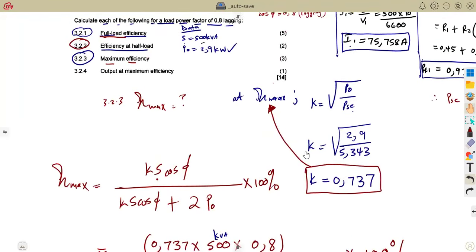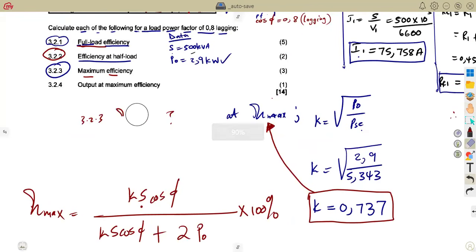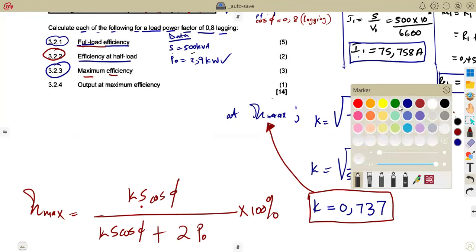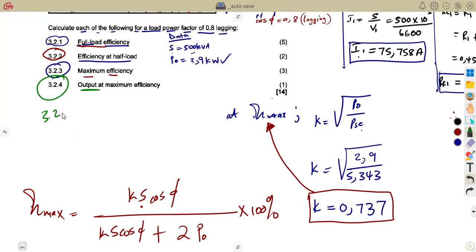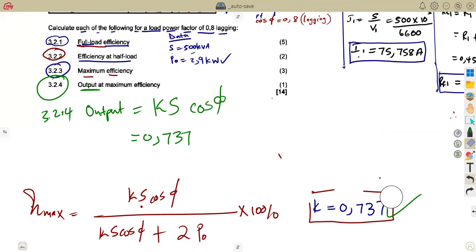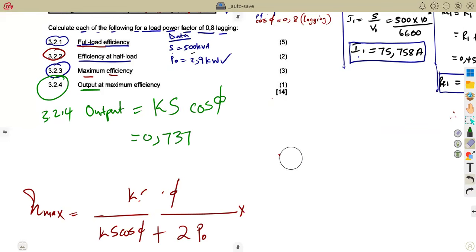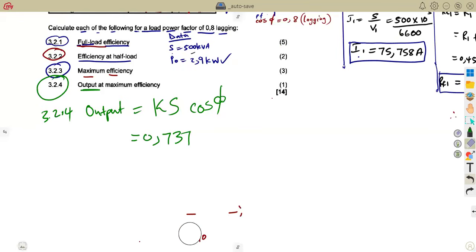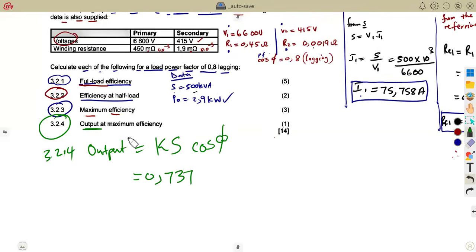Then the last part is the output at maximum efficiency. What is the output there at maximum efficiency? So the output at maximum efficiency is given by K S cos phi in kilowatts, if you are using kilowatts. But remember already, guys, here we said at maximum efficiency, K is this. So we already calculated the K, guys. We just substitute K, 0.737. We already calculated that one. We are not going to recalculate. We already calculated this. All right. So that was our K at maximum efficiency.